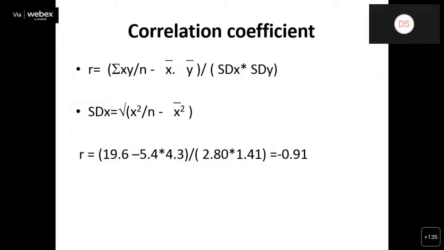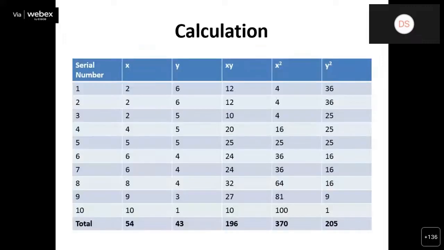But numerically, how should we calculate it? There's a formula for calculating the correlation coefficient: sigma xy by n, minus x bar y bar, divided by the standard deviation of x into the standard deviation of y. And the standard deviation of x is the square root of sigma x square by n minus x bar square. I will make this concept very simple to calculate.